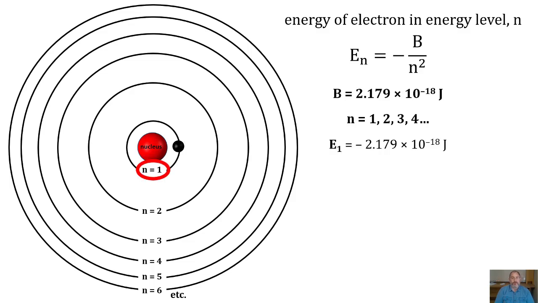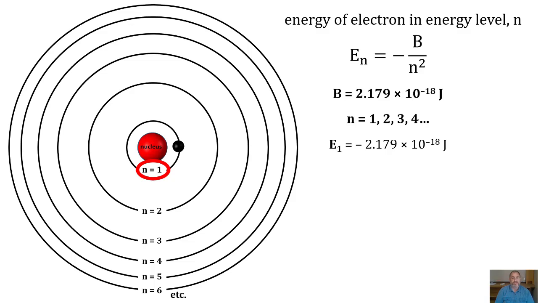So what we see is that when the electron is in the first energy level, and if we plug our values into the equation, we see that the electron has an energy of negative 2.179 times 10 to the minus 18 joules. Now the reason why it's a negative amount of energy is because this is the potential energy between the negative charge of the electron and the positive charge of the proton. So since it's attraction, it's a negative sign.